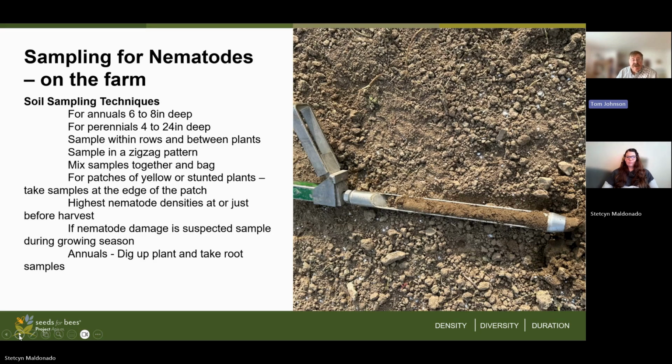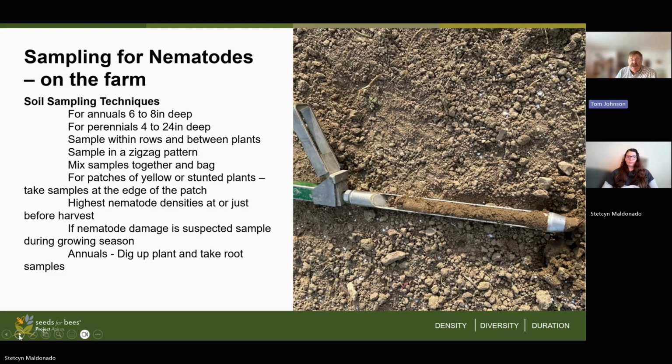We'll get into this a little bit later, but for annuals or annual systems where you're starting to suspect you have a nematode issue, you're sampling pre-plant 6 to 8 inches deep. For perennials, anywhere from 4 to 24 inches deep, because that's where the majority of the roots of your cash crop are. And you're going to sample within that root zone, basically. And you want to do it kind of in a zigzag pattern.